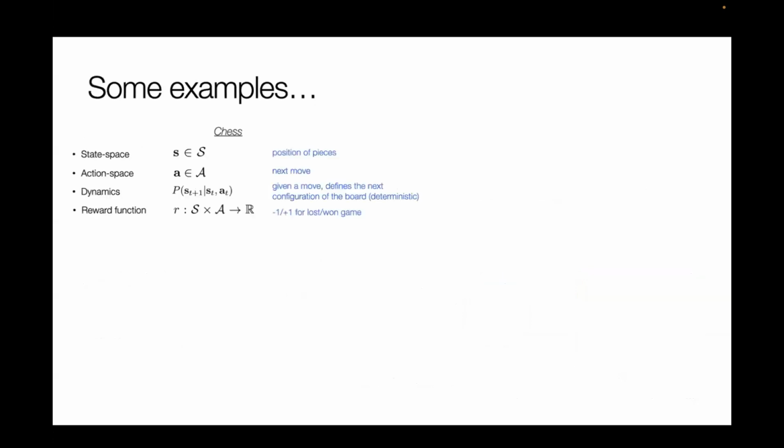Great. So let's make this a little bit more concrete with some examples. We are looking at Markov decision processes, which again are represented by this tuple of elements.